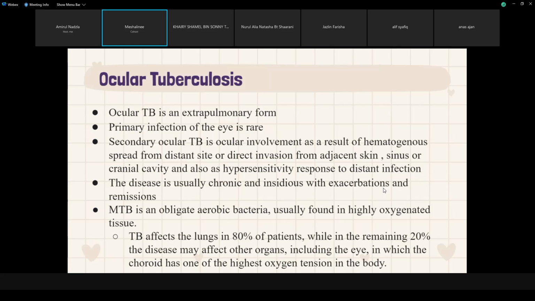So Mycobacterium tuberculosis is an obligate aerobic bacteria which is usually found in highly oxygenated tissue. So which is why TB affects the lungs in 80% of patients, and it can also affect other organs, including the eye, especially at the choroid, because the choroid has one of the highest oxygen tension in the body. Next.